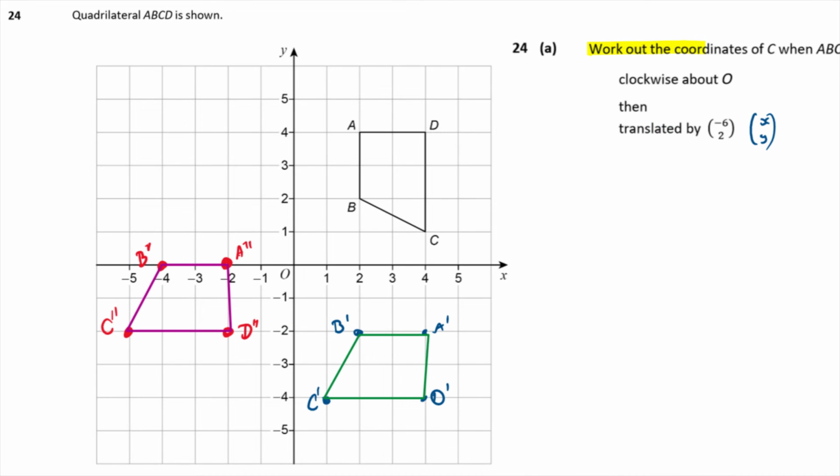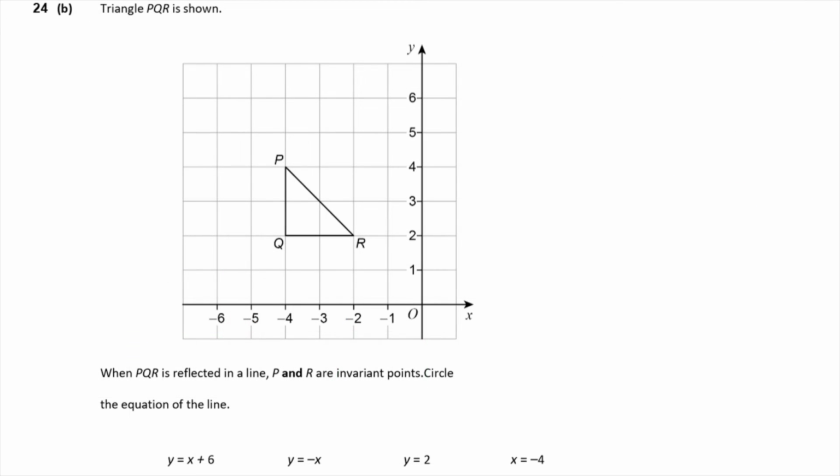So remember, we needed to work out the coordinates of C. So now C is over here, isn't it? What coordinates is that then? So then the coordinates of C double dash is going to be -5, comma, -2, and is it -5, -2? Okay, -5, -2.